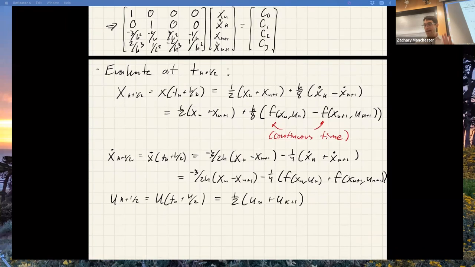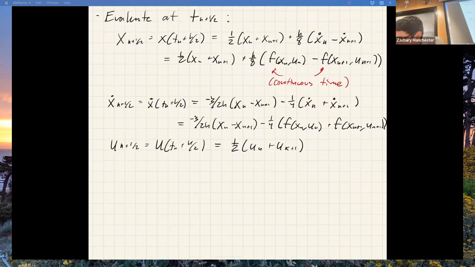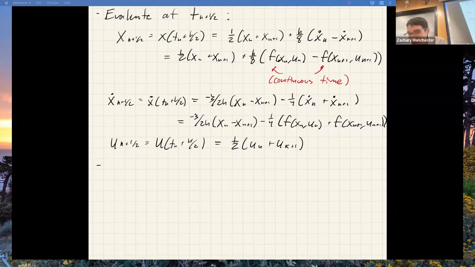Cool. So now we're going to take this stuff, evaluate the midpoint, and enforce the dynamics, i.e. x dot equals f of x, u at this collocation point in the middle of the trajectory. Why we're doing it this way will hopefully become clear in a couple of minutes. There's a really good reason to evaluate at this midpoint that will become clear in a few minutes, hopefully.